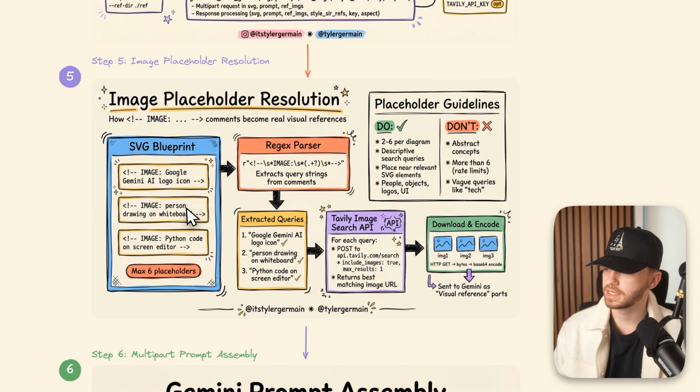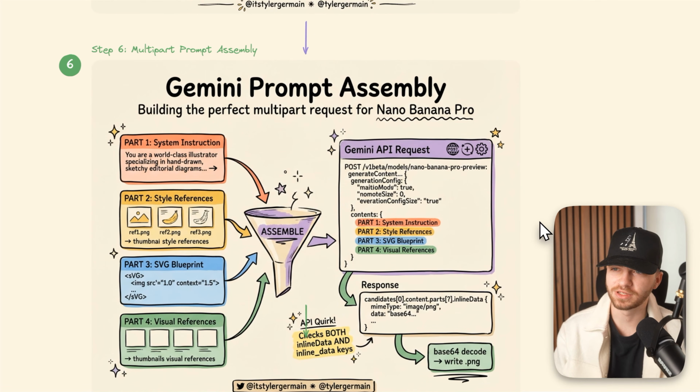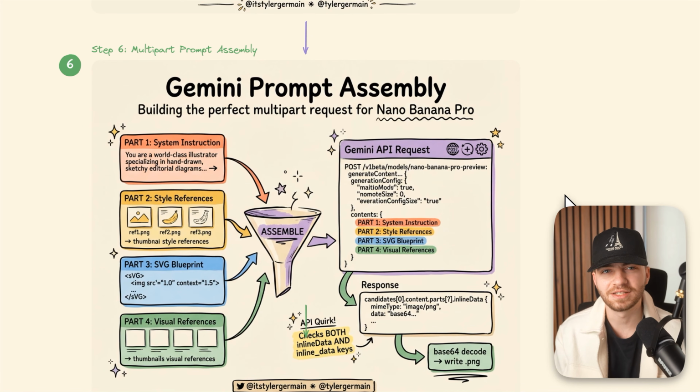So here you can see an example of what an SVG blueprint might look like, and you can see some examples of placeholder images here. We're going to use a regex parser to pull those out, extract the queries, and then search Tavily for those images, get the images, and then we can include them as references in our prompt. And finally, we're going to use our prompting framework that we've dialed in over the last few months of using Nano Pro to pull everything together into one prompt and generate this image for us.